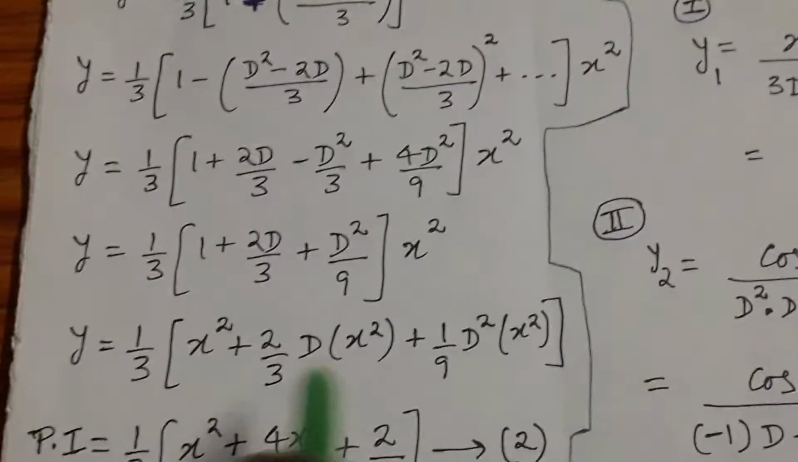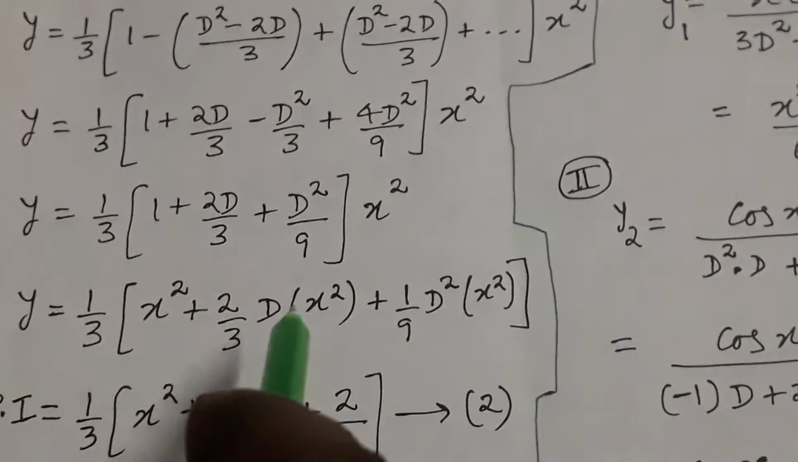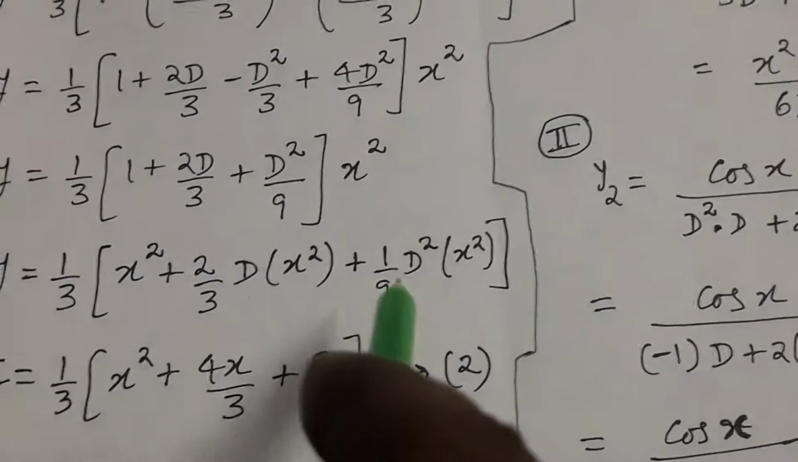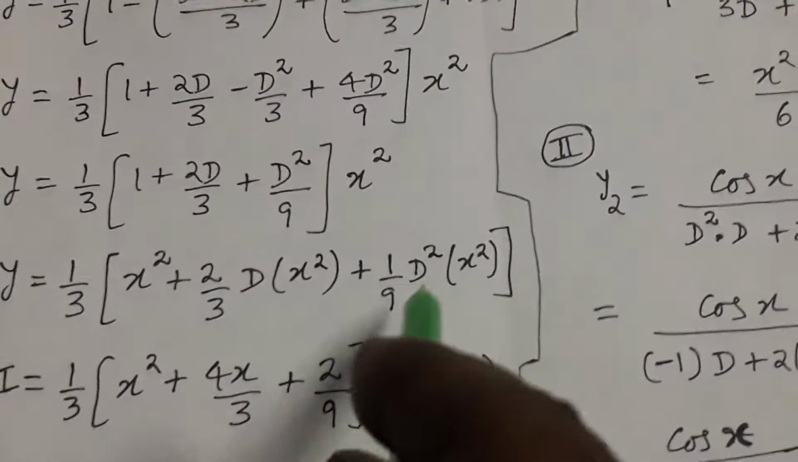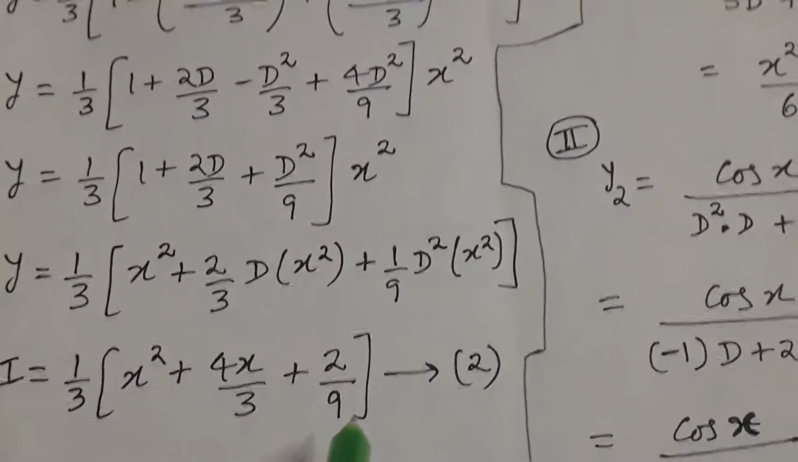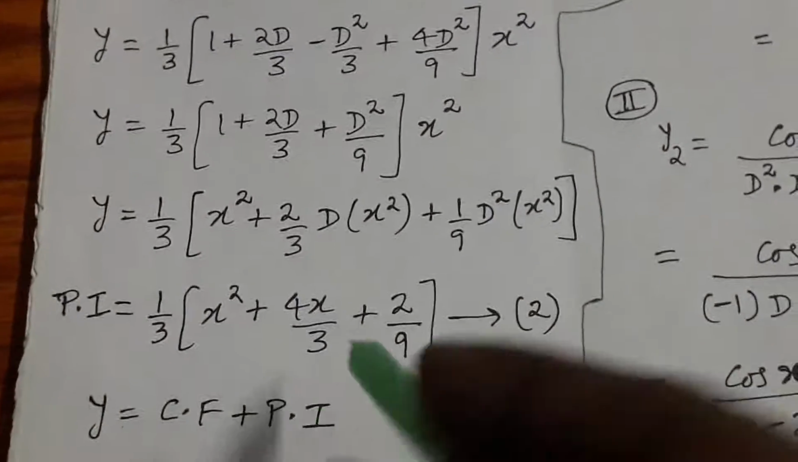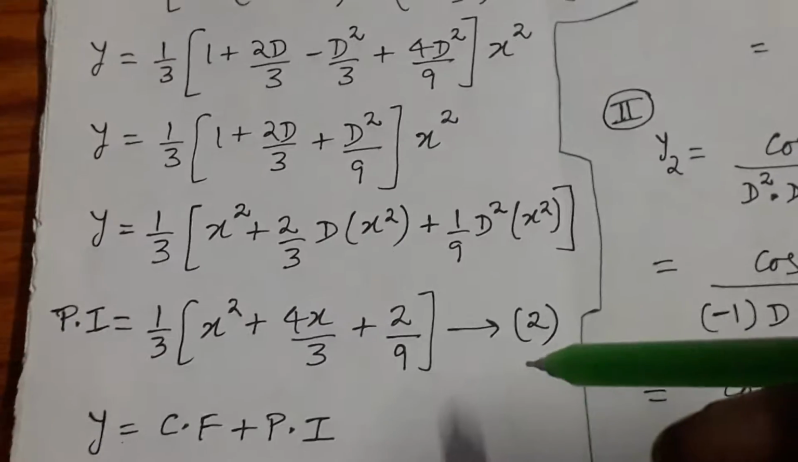Then bring x square inside. D is differentiation. You know the differentiation of x square is 2x. 2x into 2, 4x by 3. Differentiate twice because of D square: 2 by 9. You know the differentiation. And then y is equal to CF plus PI, equation 1 plus equation 2.